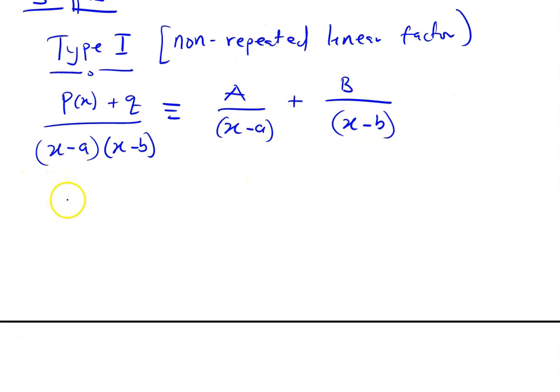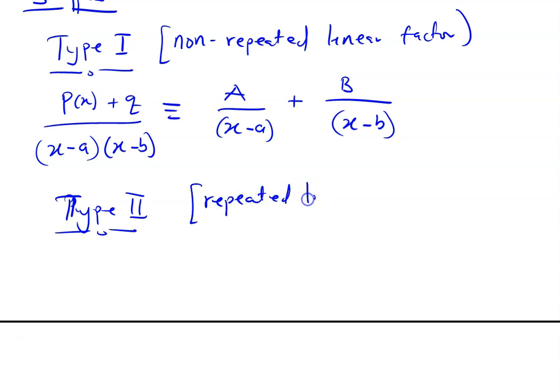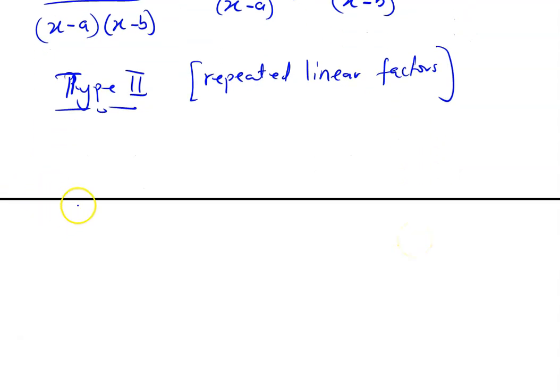And we also have type 2. This is just a recap, right? Since we have non-repeated linear factors, we also have repeated linear factors. So assuming I have b into bracket x plus q, all divided by x minus a. That is, I have another x minus a. So it's a repeated linear factor.